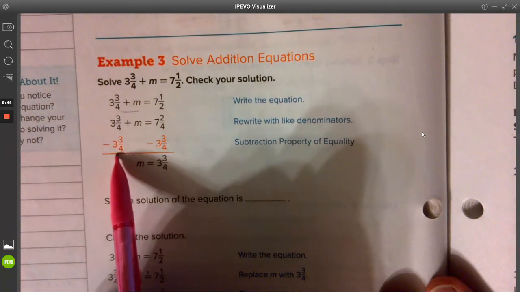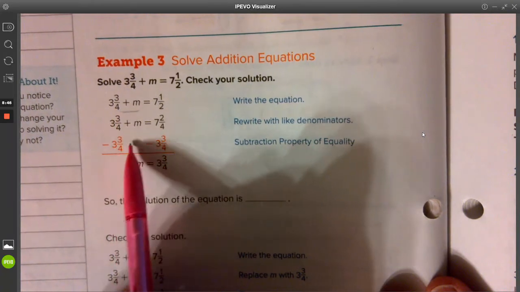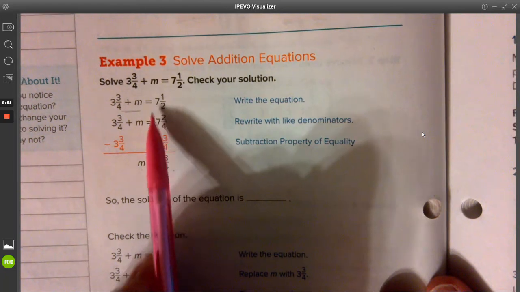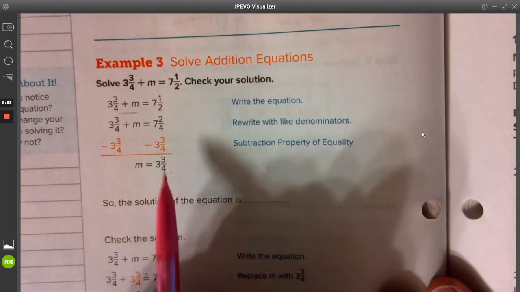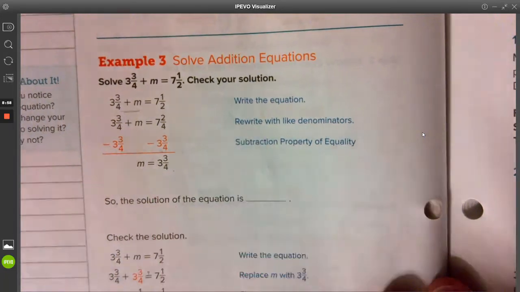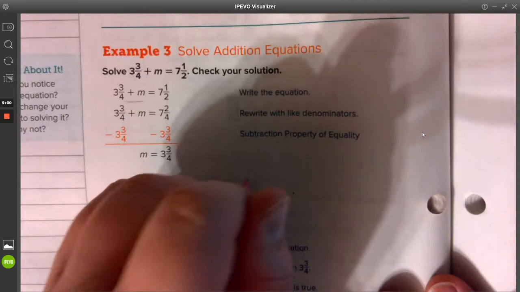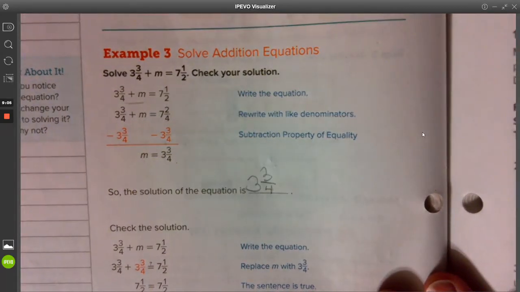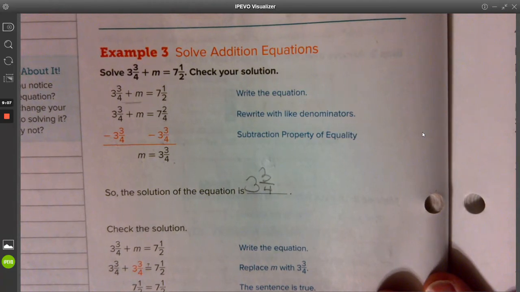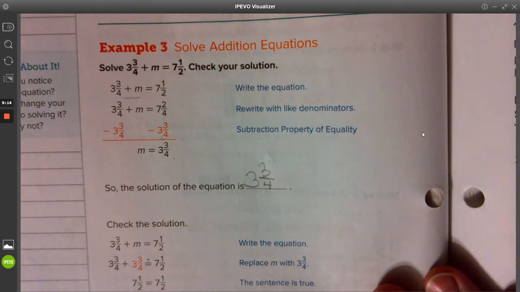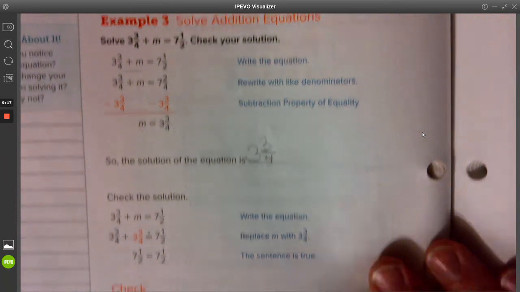So 3 3/4 subtracted, we're just being left with m. 7 1/2, right? I need to change that to a common denominator, so 7 2/4, and then I can subtract. We would get 3 3/4 as our solution to this equation here. Now remember what I said, you can use a calculator, you can change this to a decimal if you wish, that's fine, but then I would like your answer back in fraction form.